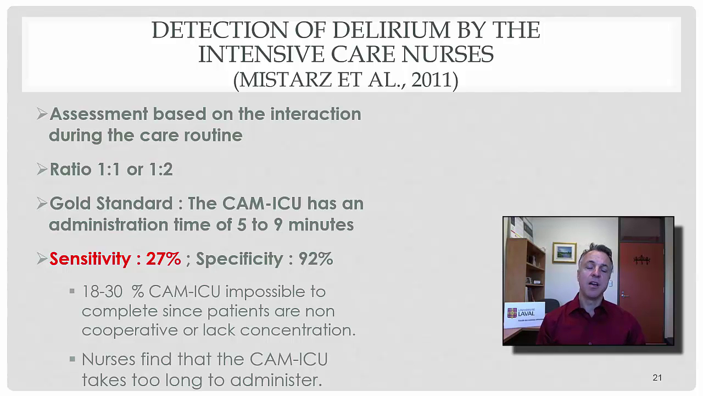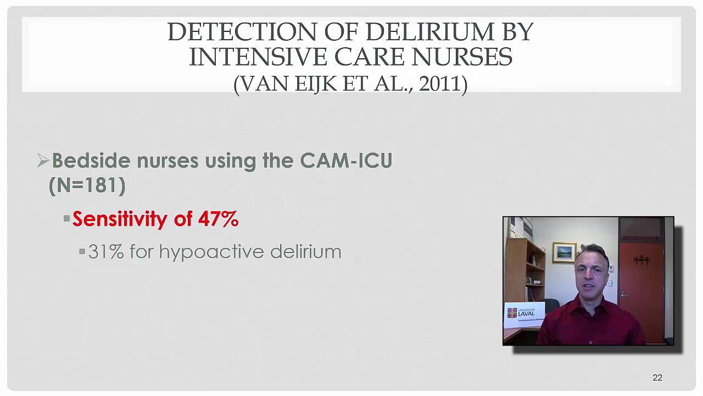In this study, they tested the CAM-ICU, and the ratio was only one patient per nurse. So they still have a very small ratio, but the sensitivity was 27%. And some nurses found it was difficult to use the tool, so that's why they wouldn't use it in the long term. There is also another study that looked at exactly the same thing in intensive care unit, and when the bedside nurses were using the CAM-ICU, the sensitivity was 47%.